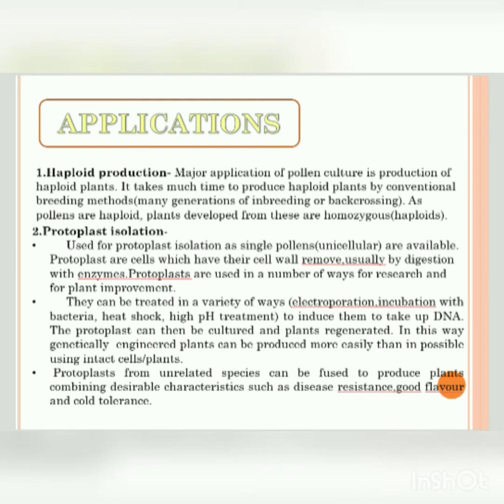Then they can be treated in a variety of ways, like electroporation, incubation with bacteria, heat shock, high pH treatment, to induce them to take up DNA. The protoplasts can then be cultured and plants can be regenerated. In this way, genetically engineered plants can be produced more easily than is possible using the intact cells or plants. Protoplasts from unrelated species can be fused to produce plants combining desirable characteristics such as disease resistance, good flavor, and cold tolerance.